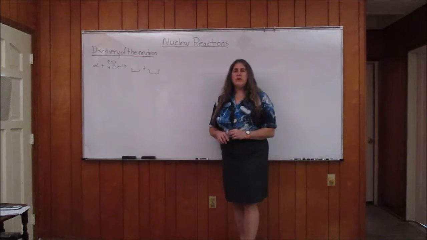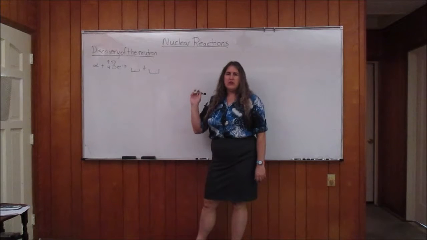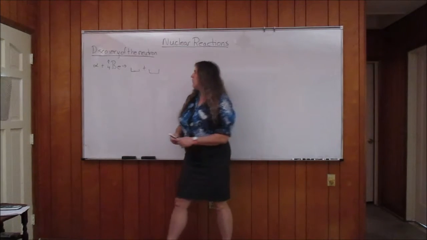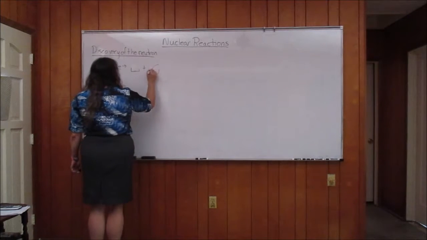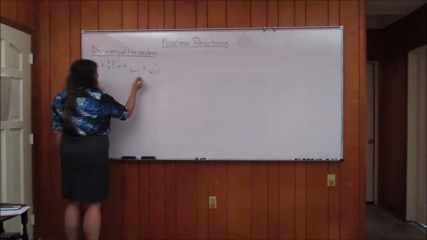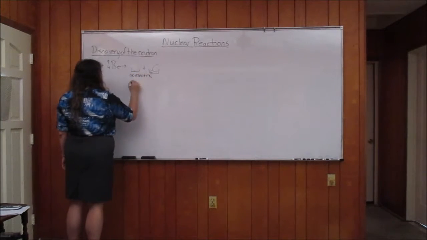It was the husband and wife team of the Joliot-Curies who first investigated this particular nuclear reaction. They bombarded a beryllium-9 target with alpha particles, and what they observed is that an isotope of carbon was produced, and they also observed that there was another particle that carried no electric charge.